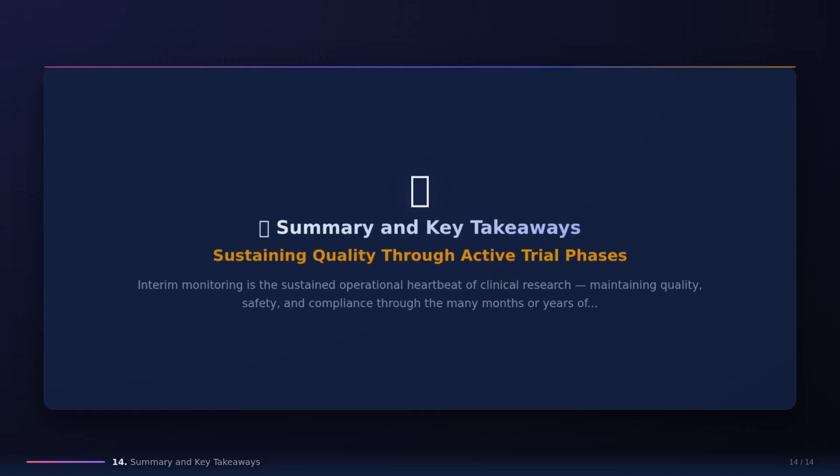The principles that guide successful interim monitoring are consistency, documentation, communication, and early intervention. Sites that engage positively with the interim monitoring process produce cleaner data, fewer deviations, and stronger inspection outcomes, ultimately contributing to more reliable trial results and faster paths to patient access.